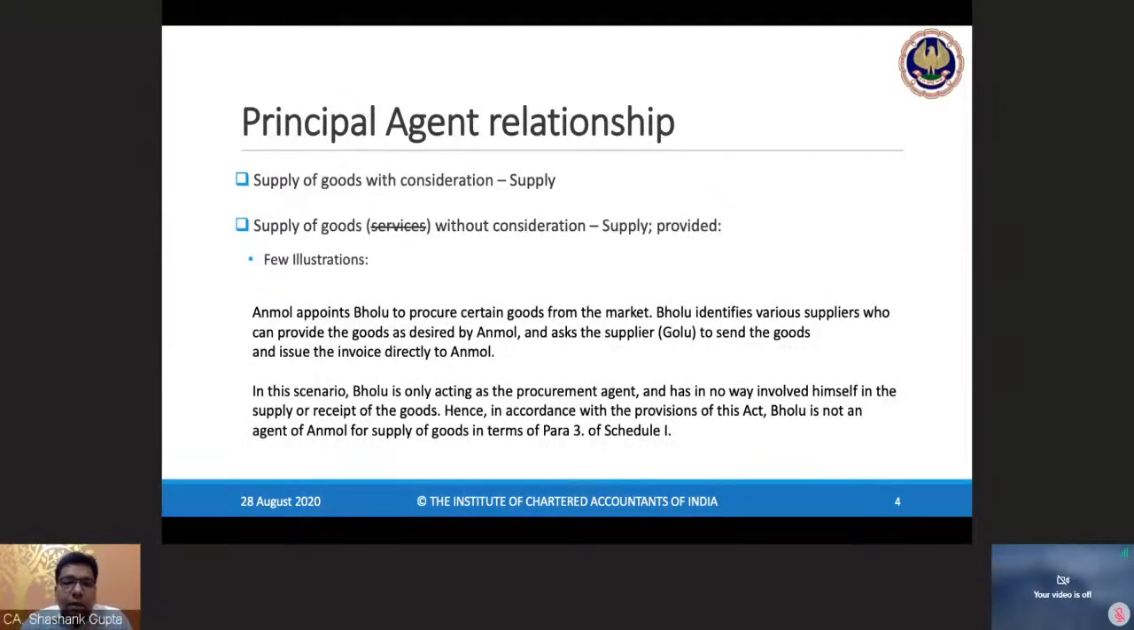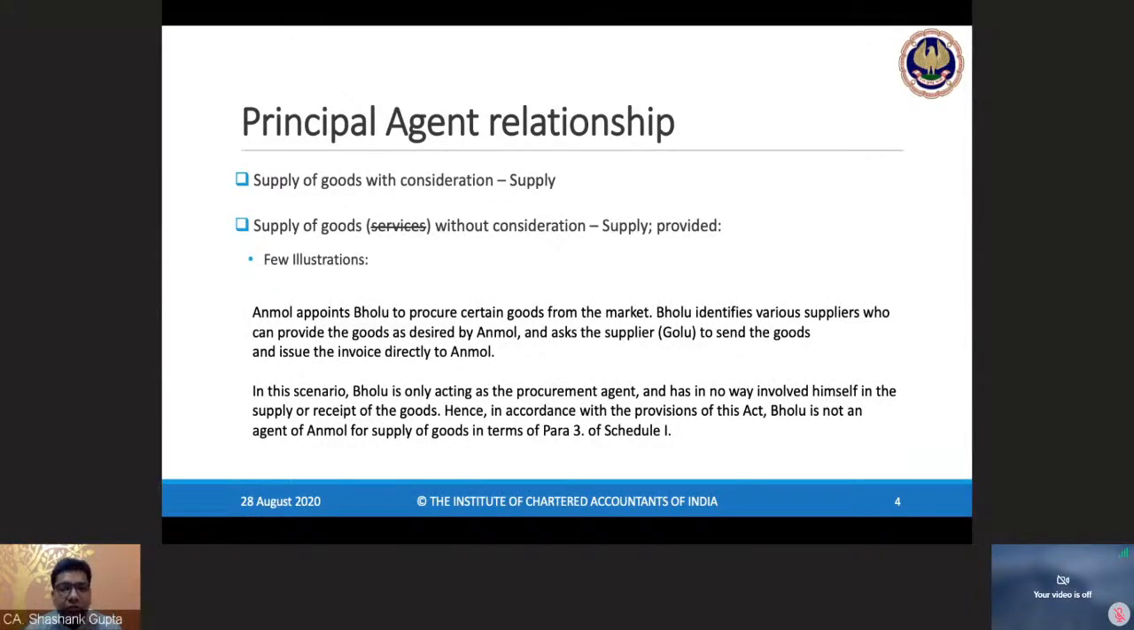Because if a supply of goods is taking place between a principal and an agent, and the supply is without consideration, in such cases, if the agent is one who receives or supplies goods on behalf of the principal, then such supply will become liable to tax, even though there would be no consideration for the supply between a principal and his agent.